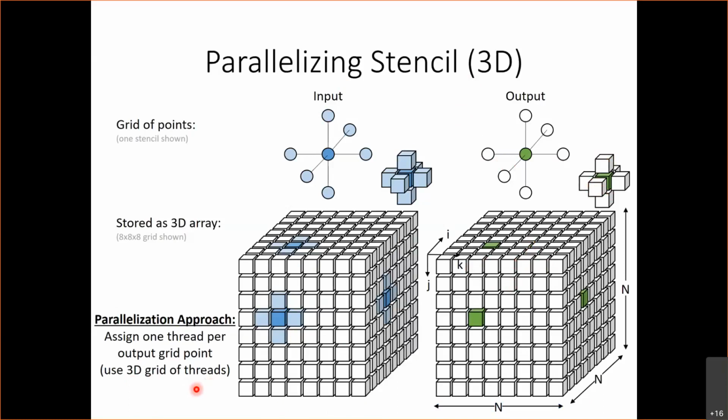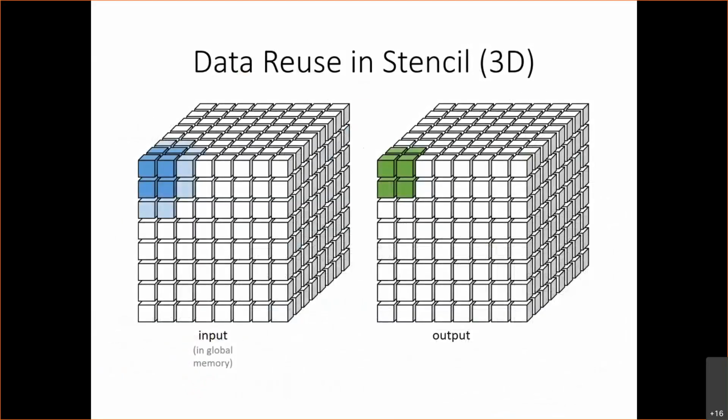So we implemented a version of stencil that did this, but then we observed that stencil actually has quite a bit of data reuse. If I have a thread block that's responsible for these output elements over here, then this thread block collectively uses these input elements, and you'll notice that some of these input elements are used by multiple output elements. For example, this input element is going to be used for computing this output element and this output element and this output element and also this output element over here.